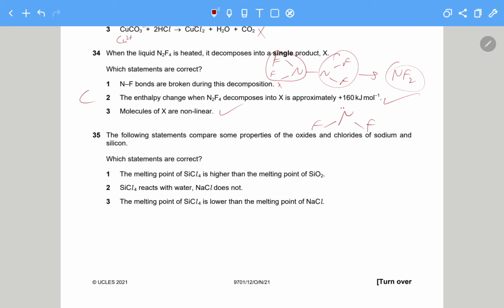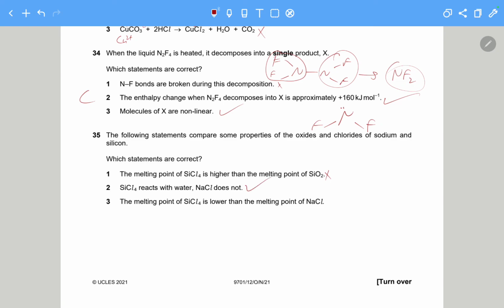Question 35. The following statements compare some properties of the oxides and chlorides of sodium and silicon. Which statements are correct? The melting point of silicon chloride is higher than the melting point of SiO2. This is wrong because silicon chloride is simple molecular, silicon dioxide is a giant covalent structure. Remember, it is similar to the diamond structure. So the melting point of SiO2 will definitely be higher. SiCl4 reacts with water, NaCl does not.